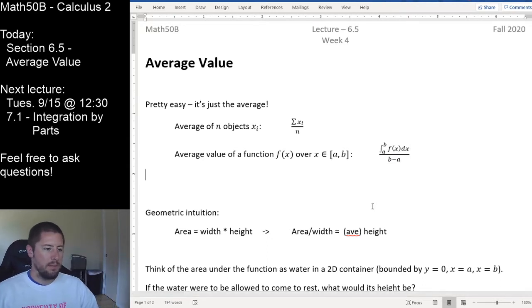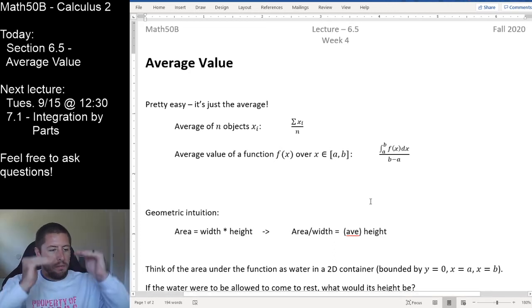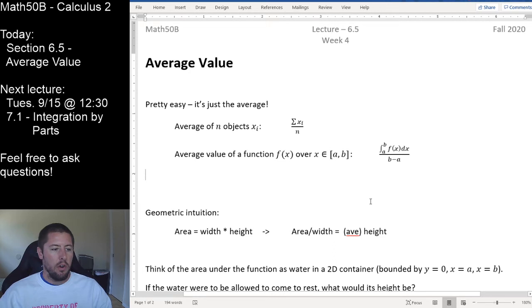Remember, outputs from functions, the f of x value, those are represented vertically graphically. So that is the height of a function value. We're trying to add up all the heights and divide by how many heights we had. That'll give us our average height here.